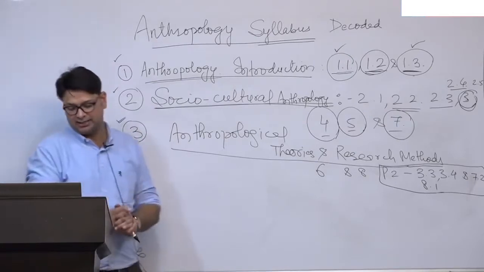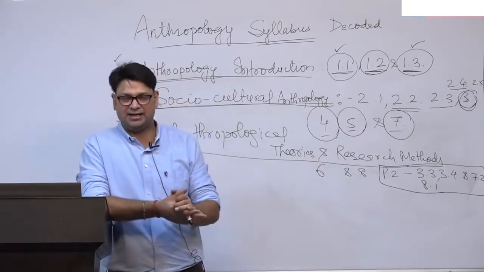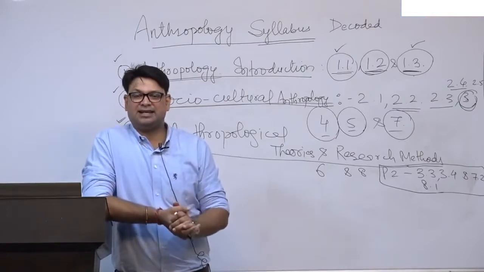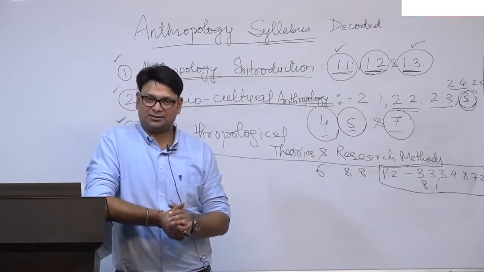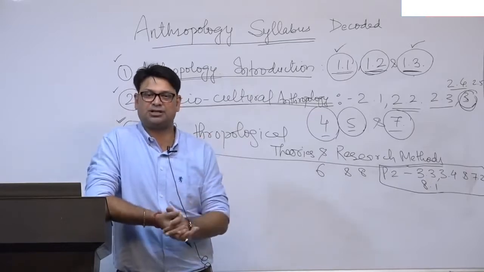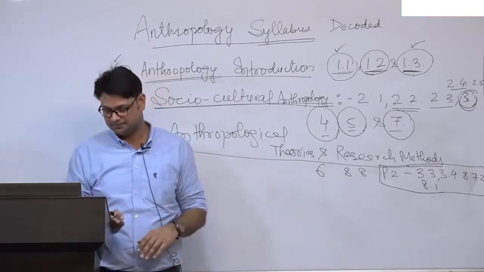The second theory is historical particularism. It was not a theory in strict sense, because neither the thinker who gave this theory, whose name is associated with theory, he ever said that I am giving any theory or any generalization, right?